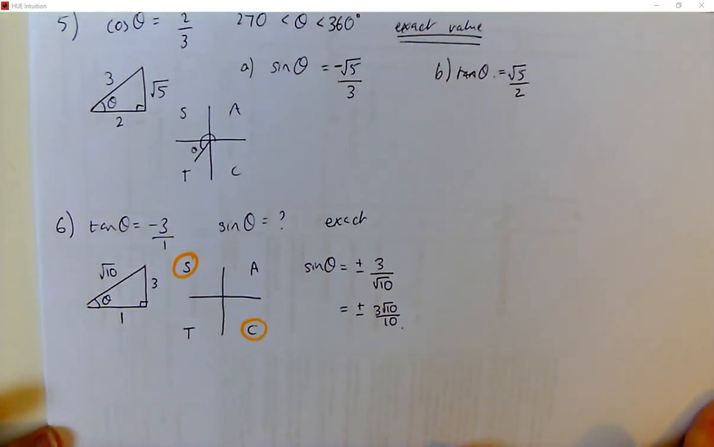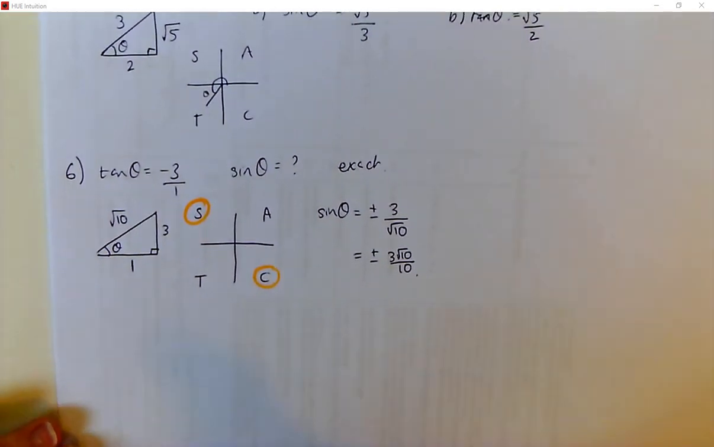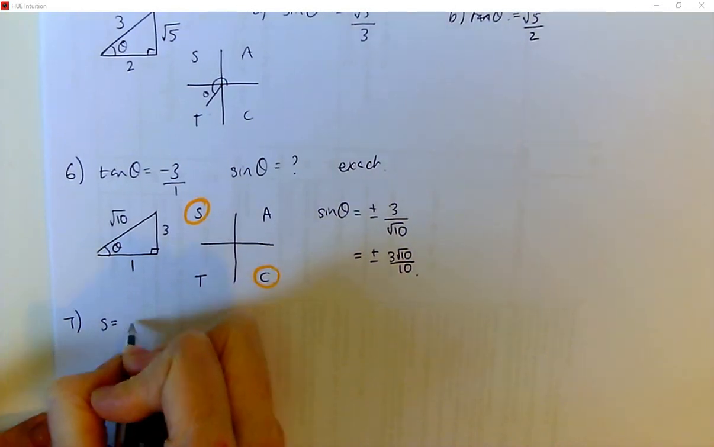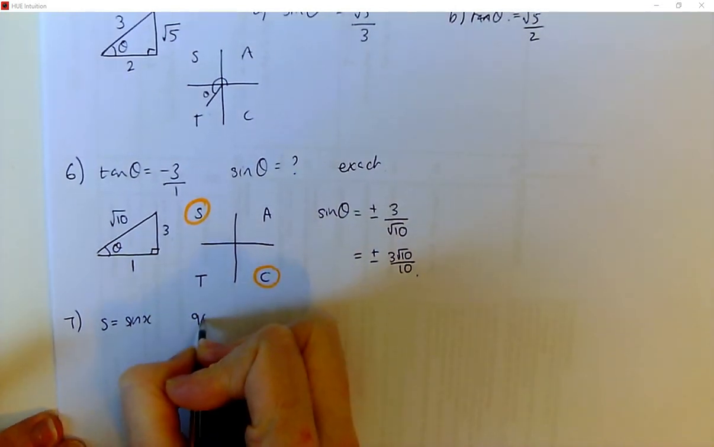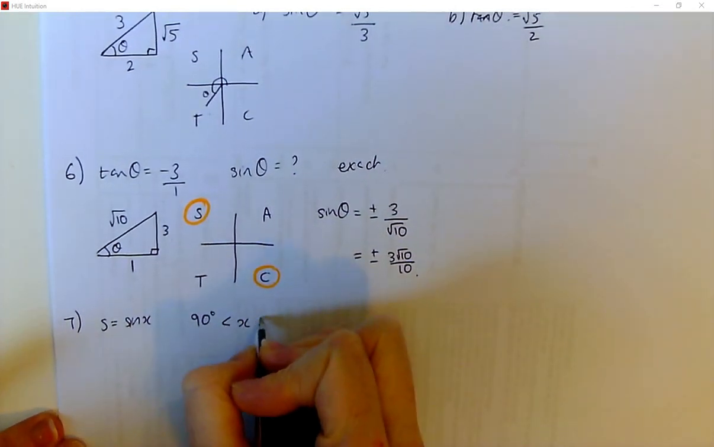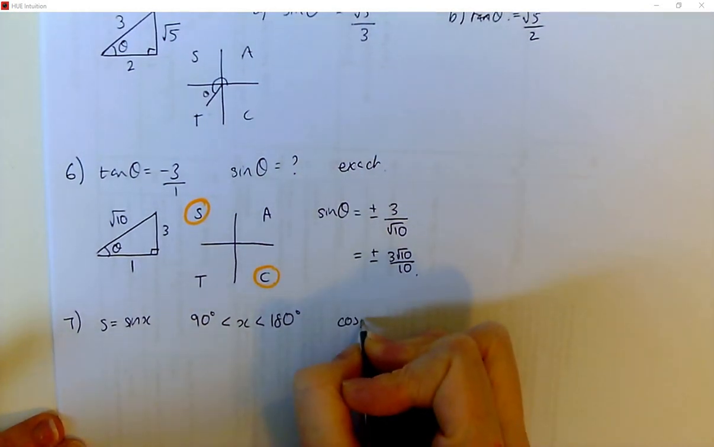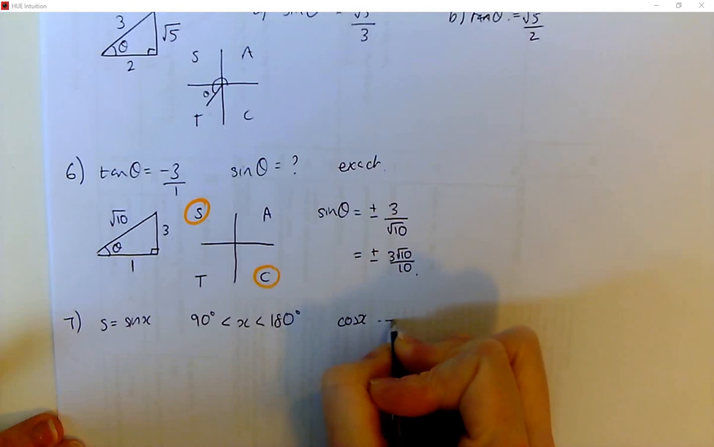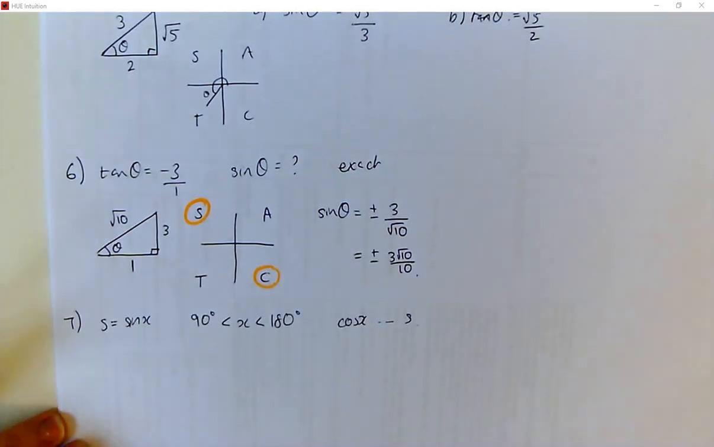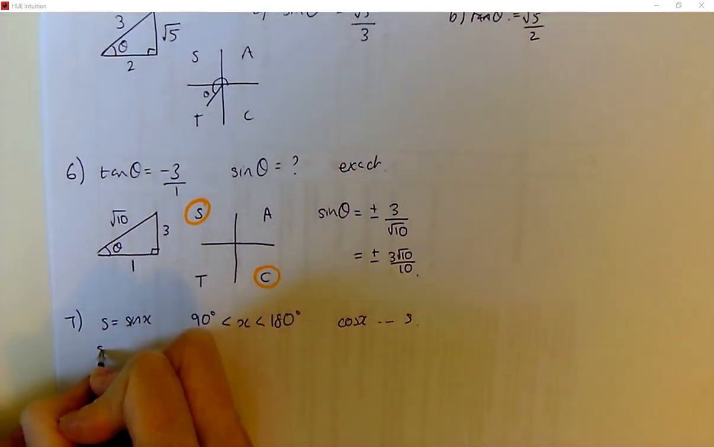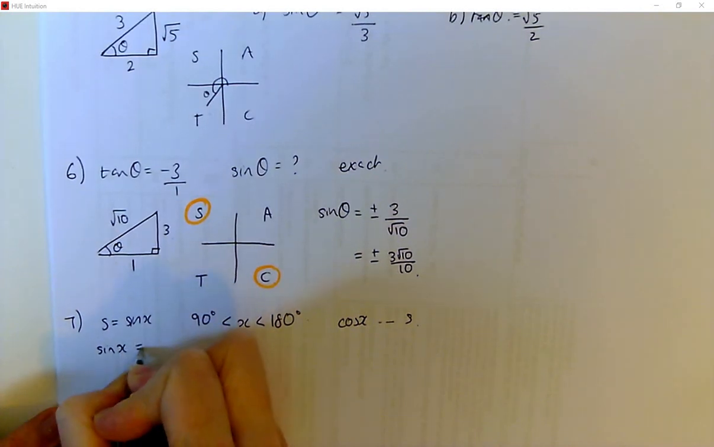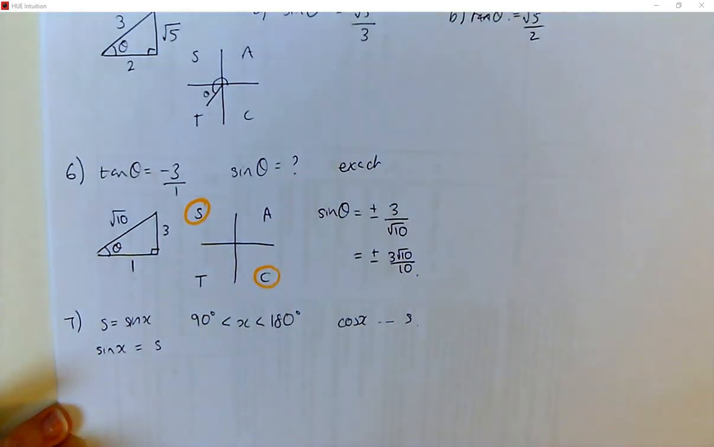Right, number 7. Number 7 looks like strange wording, but it's going to be fine. So what have we got? S is sine x, and x is between 90 and 180, and we have to express cos x in terms of s. Okay, right, I'm going to write this the other way around, and then it looks very much like the questions we've just done.